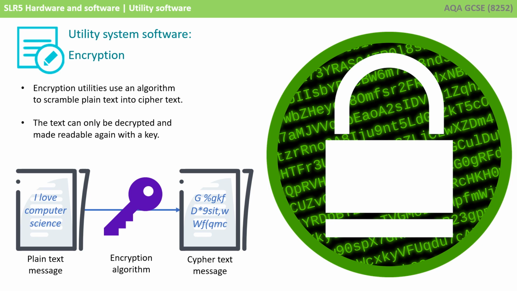The first is encryption. These are utilities which use an algorithm to scramble plain text into ciphertext. The text can then only be decrypted and made readable again with a key. Here we can see a simple illustration where something's been written in plain text, maybe using a word processor. An encryption utility or algorithm is then applied to the file, and then the encrypted message is sent. This obviously doesn't prevent the message from being intercepted in transit, but it does mean the message is unreadable if indeed it is intercepted. At the other end, a decryption key is used to turn the message back into plain text.